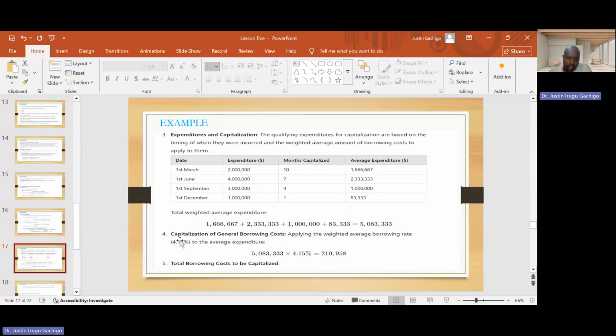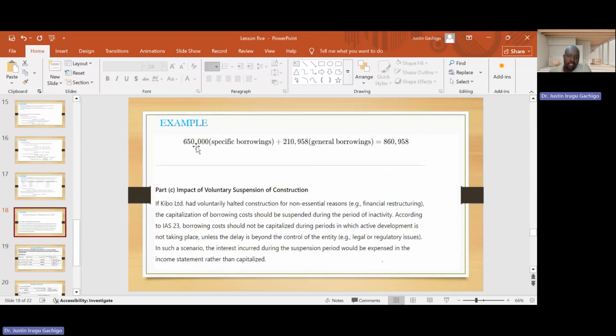Then, for capitalization of the general borrowing cost, you need to apply the rate that we calculated in the previous slide, 4.15%. So the total borrowing cost to be capitalized will be 5 million times 4.1% to get 210,958. That's the total cost to be capitalized from the general borrowing. Then we need to get the total cost to be capitalized. You add the specific one, which is 650,000, plus 210,958 from the general, to get 860,958.